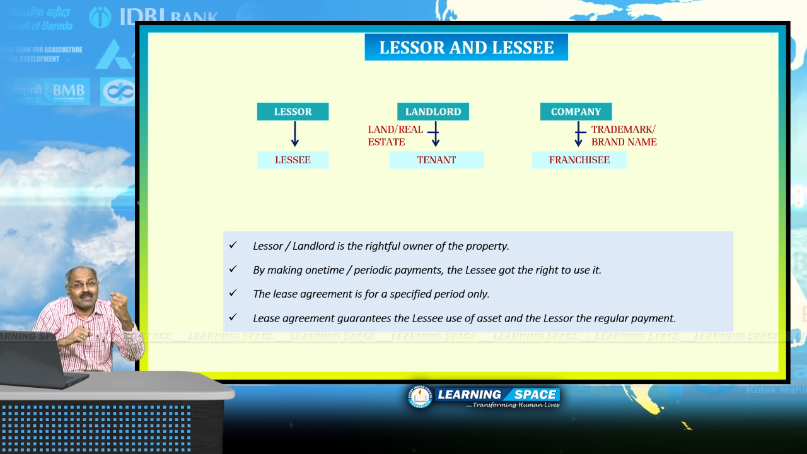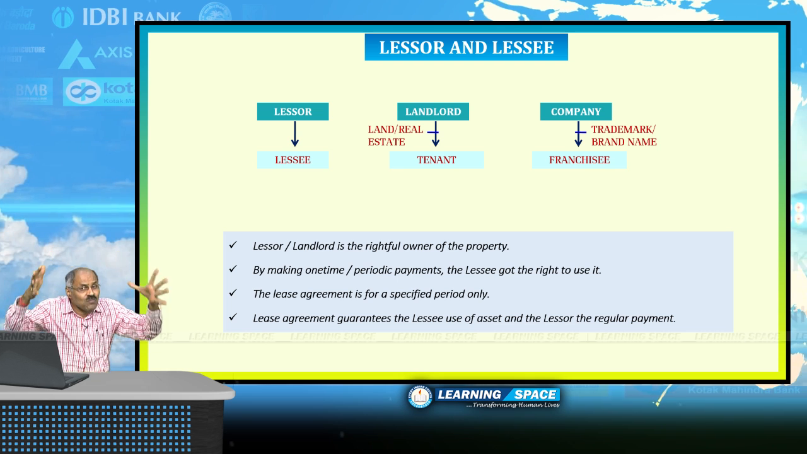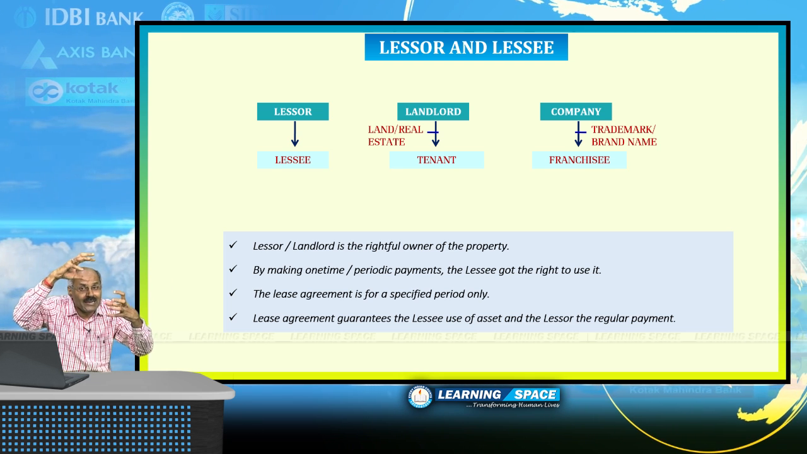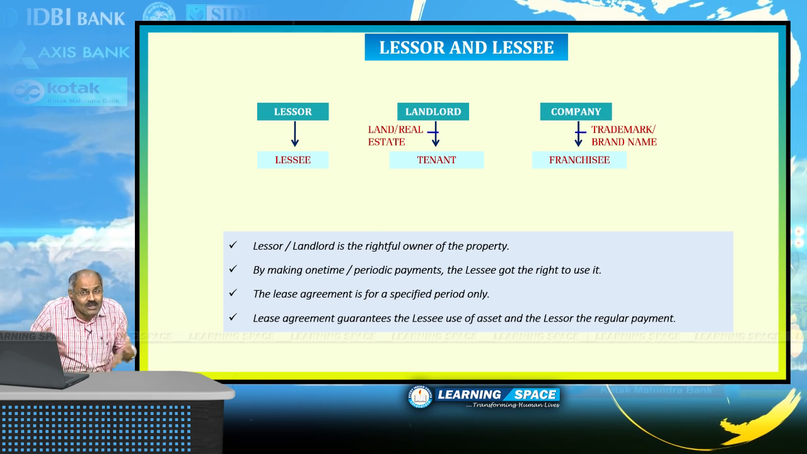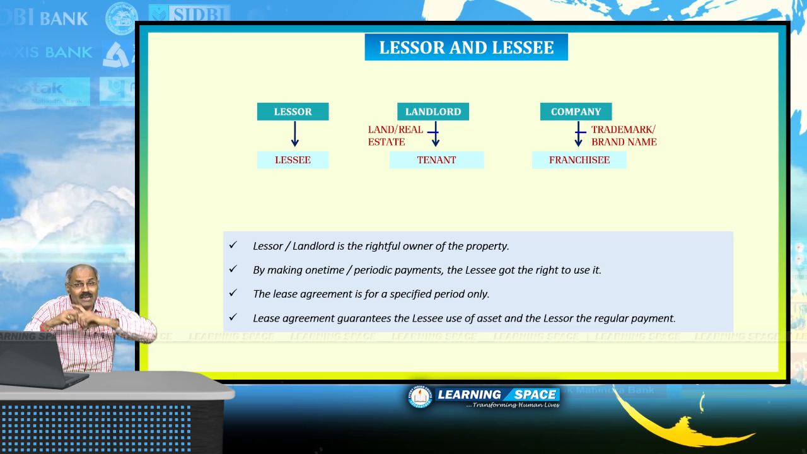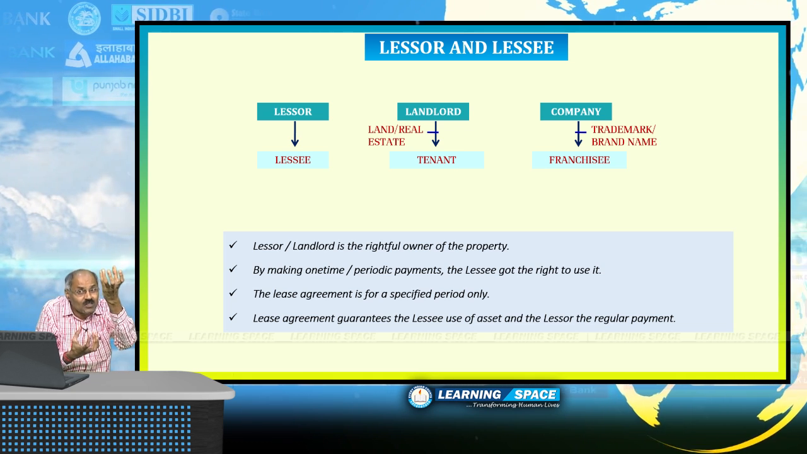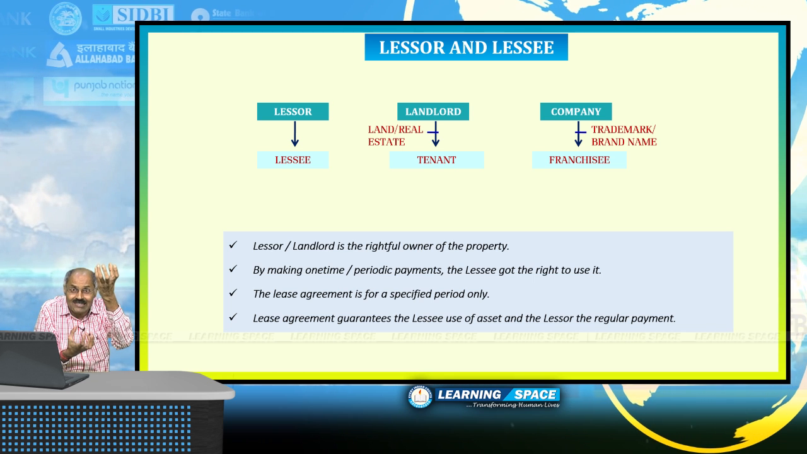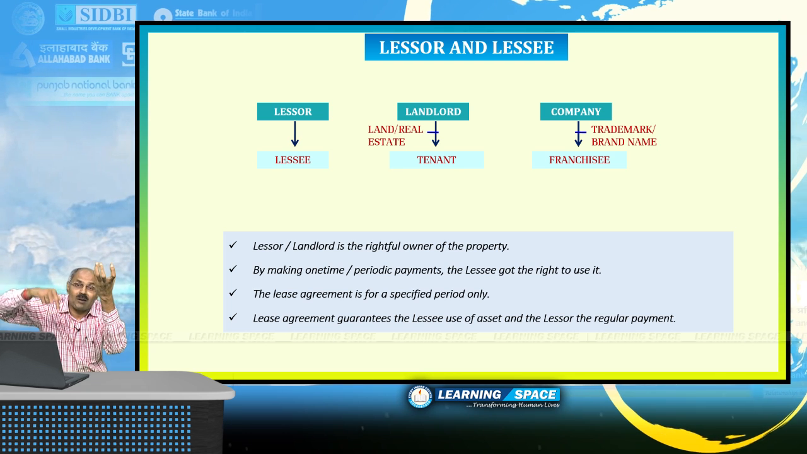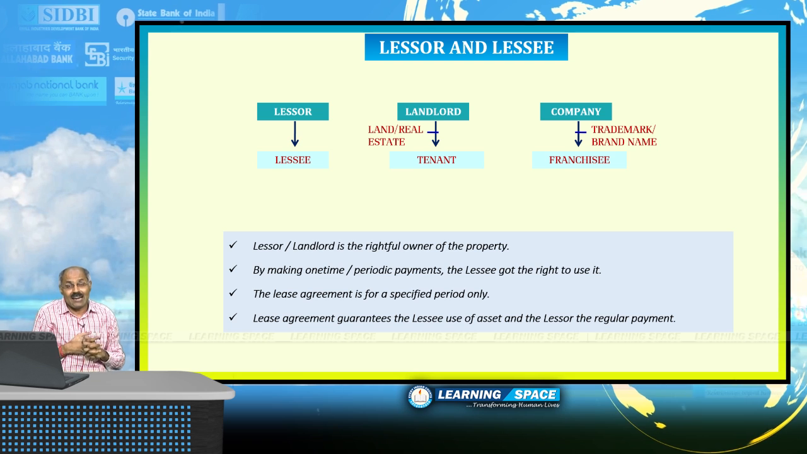So please don't forget, this lessor or landlord is the rightful owner of the property, and by making payment, the lessee will get the right to use it. And the lease agreement is for a specified period. The lease agreement guarantees the use of the property by the lessee, and in return the lessor will get some amount from the lessee for using that property. That is the meaning of lessor and lessee.